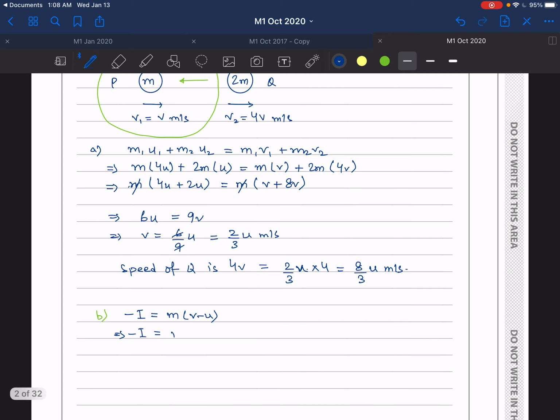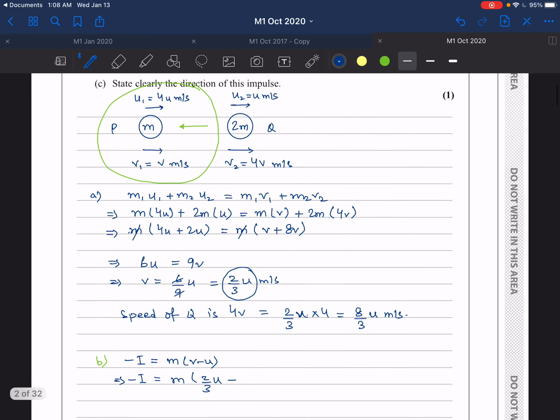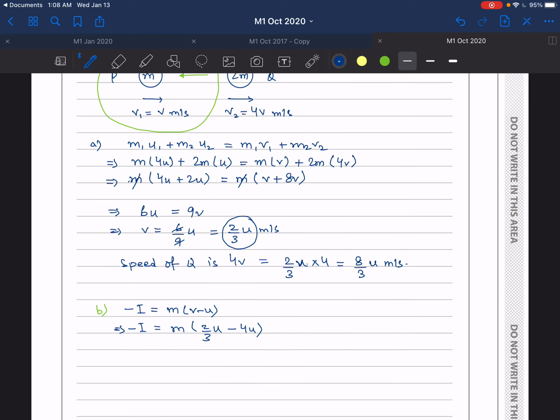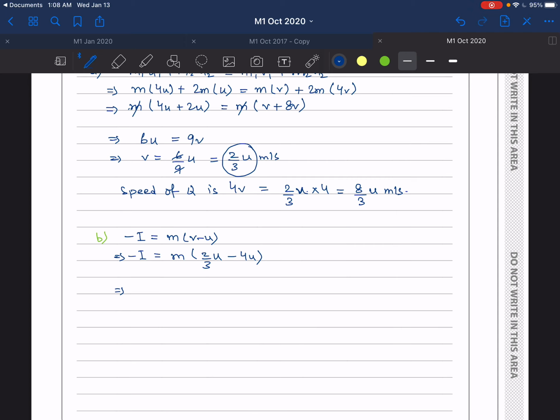Okay, so m is m, our v is 2 by 3 u, minus u, which was 4u. So this will give us minus I equals minus 10 by 3 mu. So minus minus gets cancelled, so our impulse is equal to 10/3 mu Newton second.